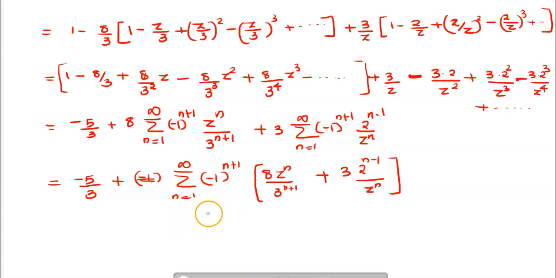So this is the Laurent series expansion of the given function, which is valid for 2 less than mod z less than 3. That means 2 by mod z less than 1 and mod z by 3 less than 1. So this is the required Laurent series.